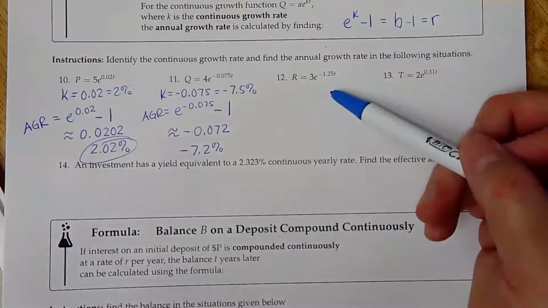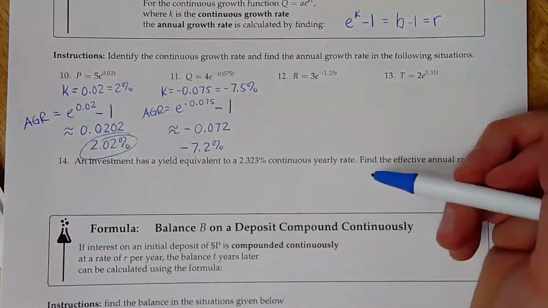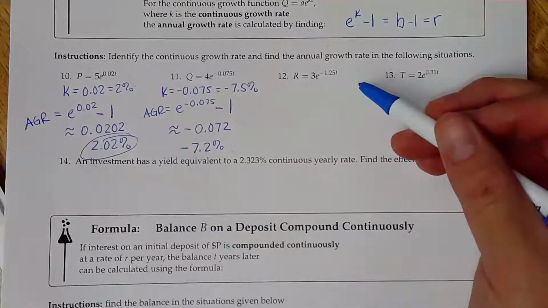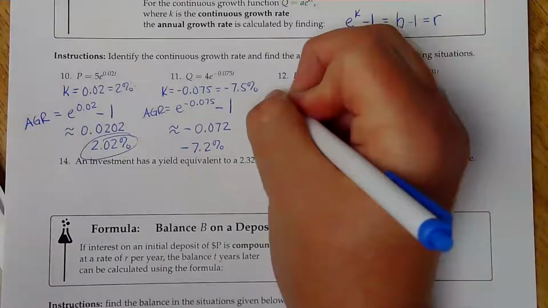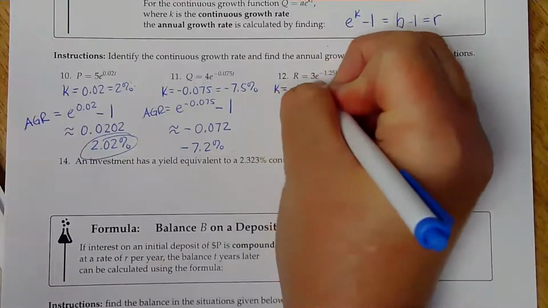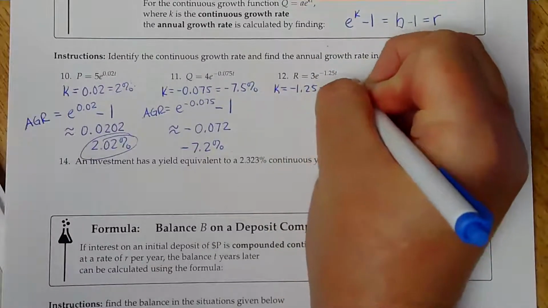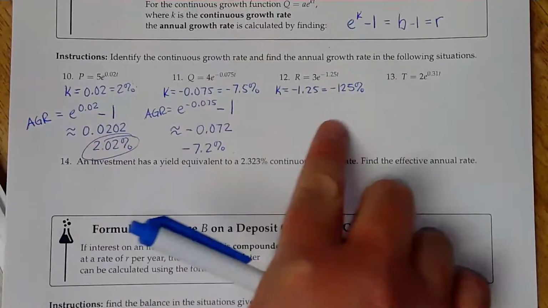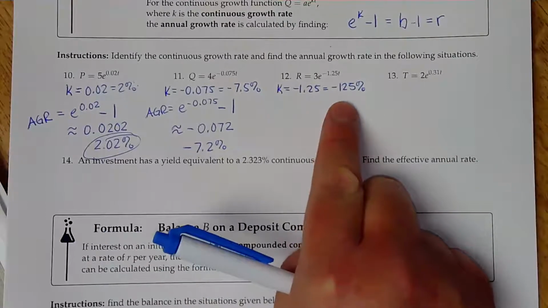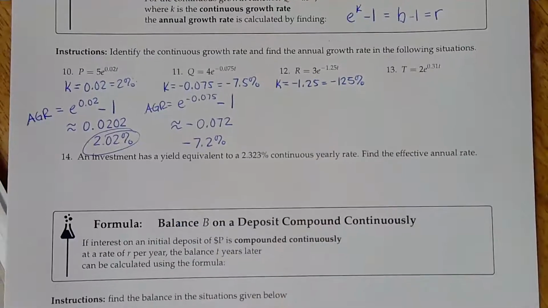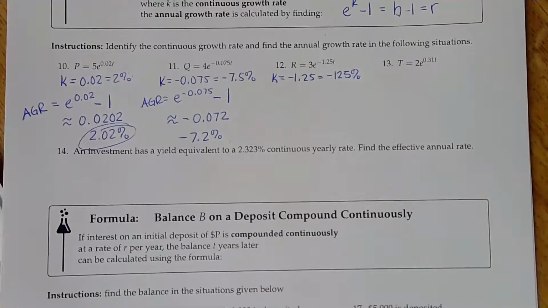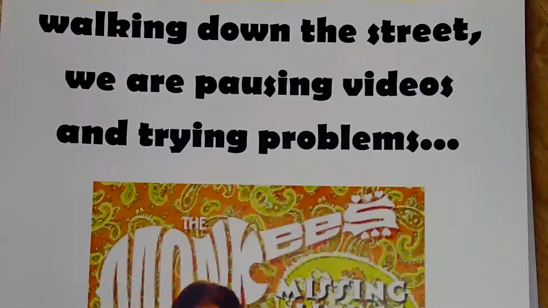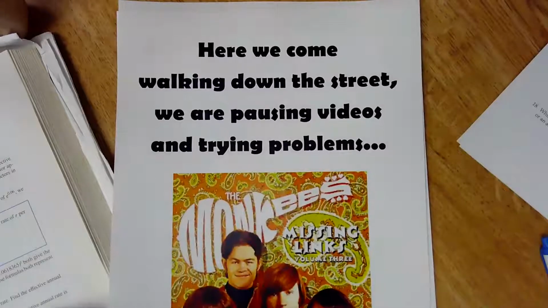Numbers 12, 13, and 14, I'm going to have you pause the video and try those on your own. But before you do, I want to talk about 12 really quick. So R = 3e^(-1.25t). So my k here is negative 1.25, which is really negative 125%. Okay, so whereas these ones were like 2%, 7%, this is 125%. So the difference between this and the annual growth rate is going to be a little bit bigger. So don't panic if you get something around the 70% mark. You're totally in the right place. But go ahead and pause the video, try those next 3 problems, and we'll come back and do them together and make sure we get to the same place.